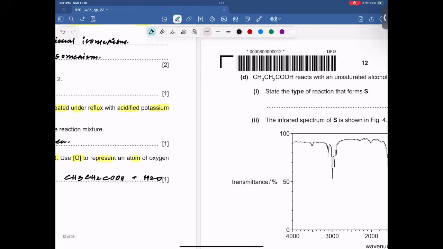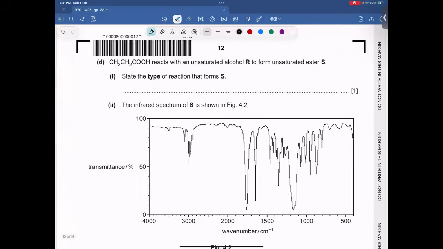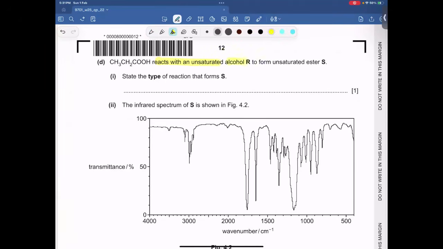Next part of the question. Propanoic acid reacts with unsaturated alcohol R to form unsaturated ester S. State the type of reaction that forms S. Esterification or condensation? Because water is lost during the formation of the ester. So condensation or esterification?